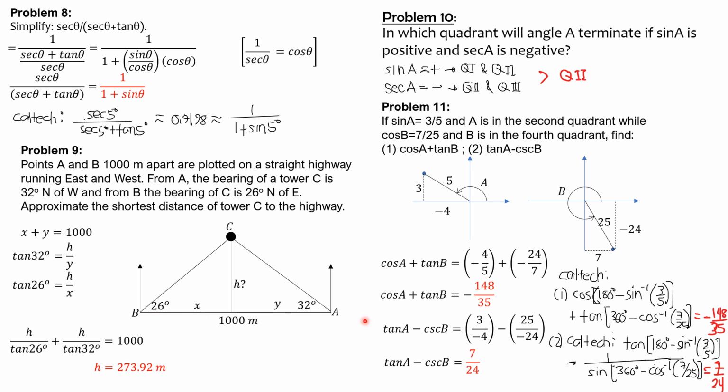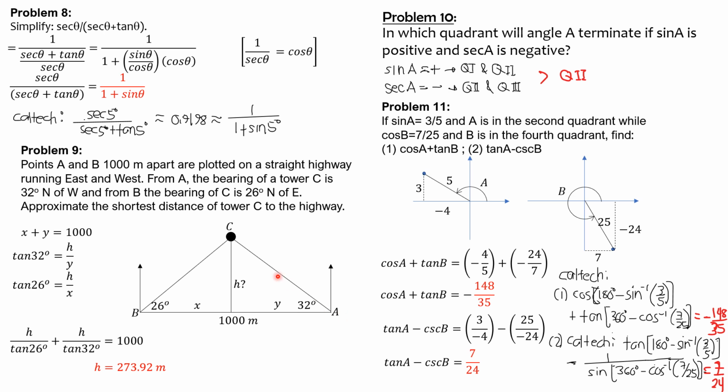And from B, the bearing of C is 26 degrees north of east. So BA is the eastward direction, and north of that eastward direction is in that direction, 26 degrees north of east. So this is the figure, and we approximate the shortest distance of Tower C to the highway. In other words, we find the perpendicular distance of Tower C from this straight highway.